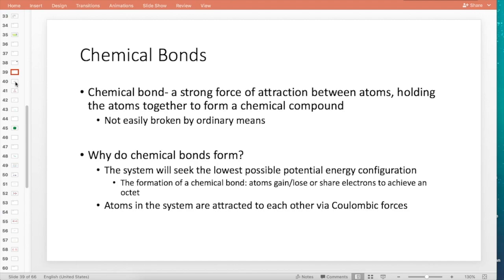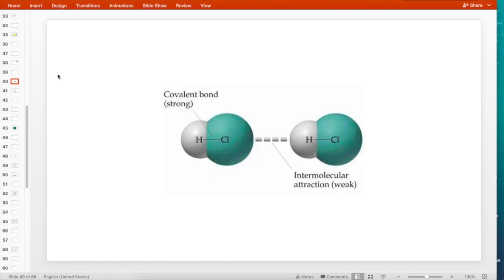Now let me remind you, this is different than those attractive forces we were looking at earlier this year that occur between compounds. Let's look at this slide. This is a chemical compound. How do I know that? Because it is formed from two elements, hydrogen and chlorine, and they are stuck together via a strong chemical bond. Here's another chemical compound, hydrogen and chlorine, stuck together with a strong chemical bond.